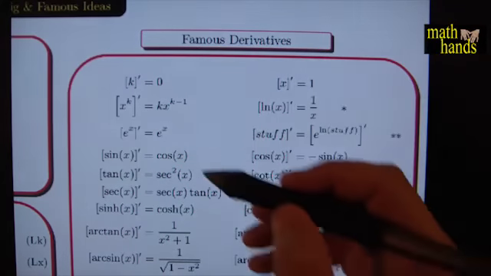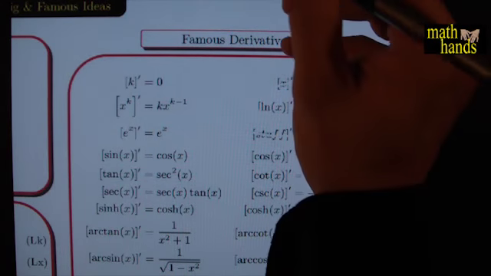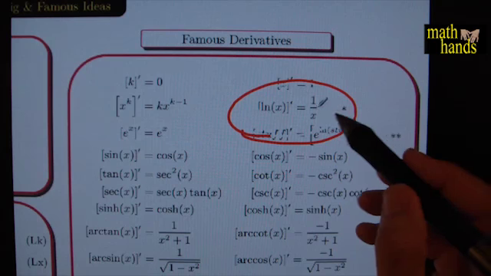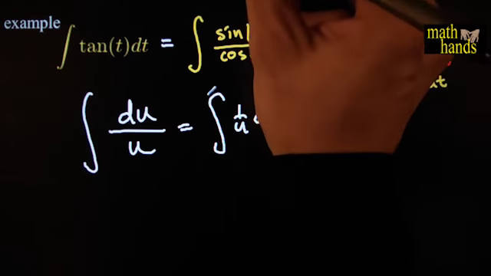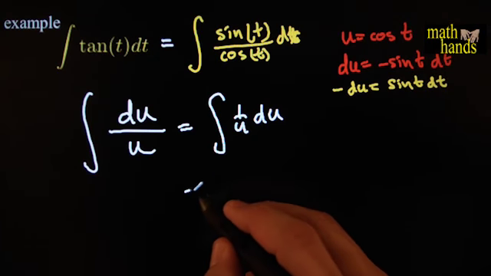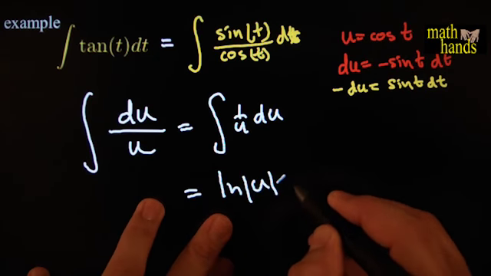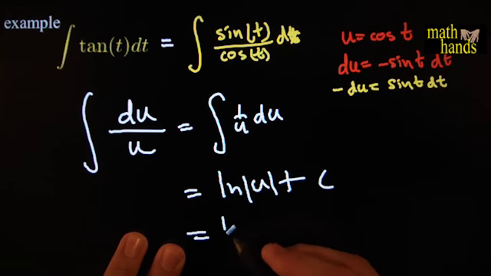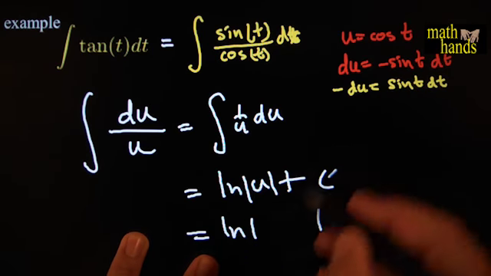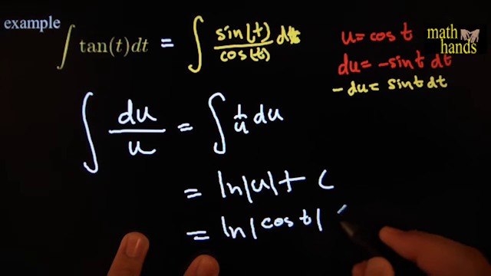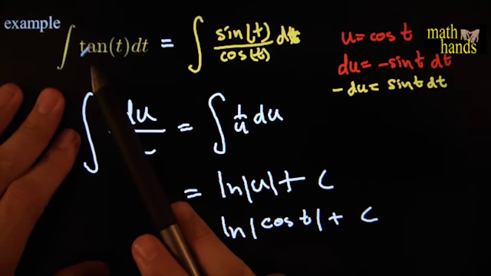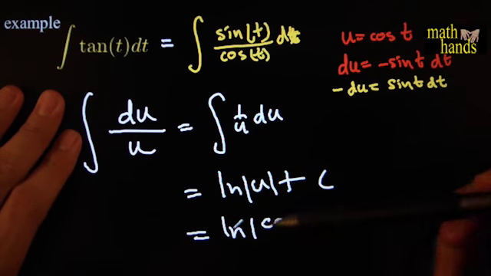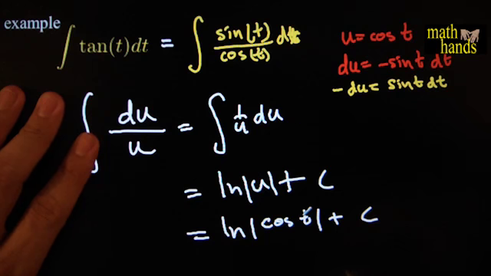Now that, my friends, that's famous. That's right around here. Right? Isn't that this one? The 1 over x dx. So this becomes ln u plus a constant, or ln cosine t plus a constant. There it is. Anybody who knows, the antiderivative of tangent is, of course, natural log of cosine. Okay? I think we should end it here.